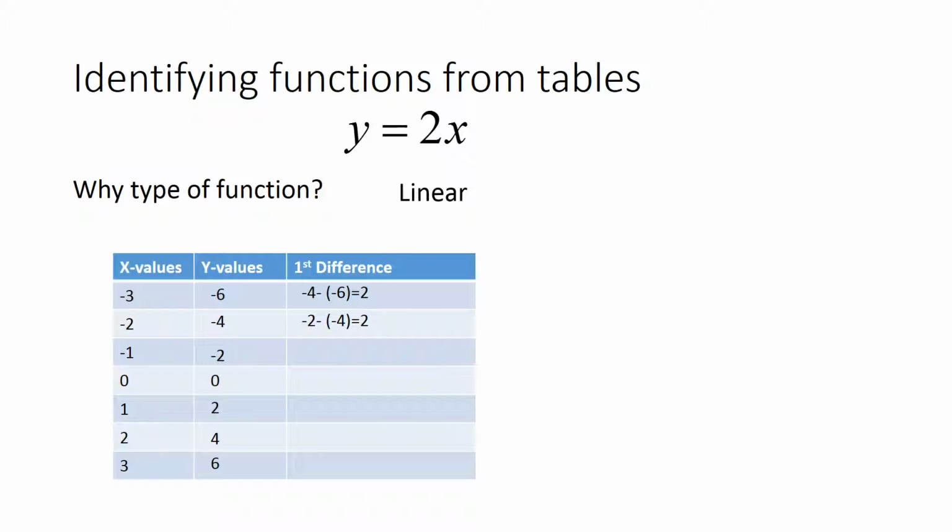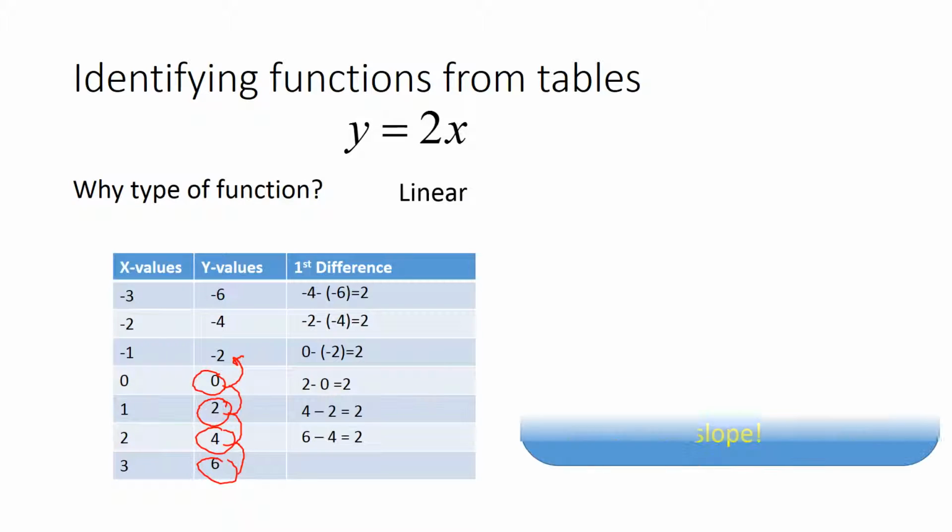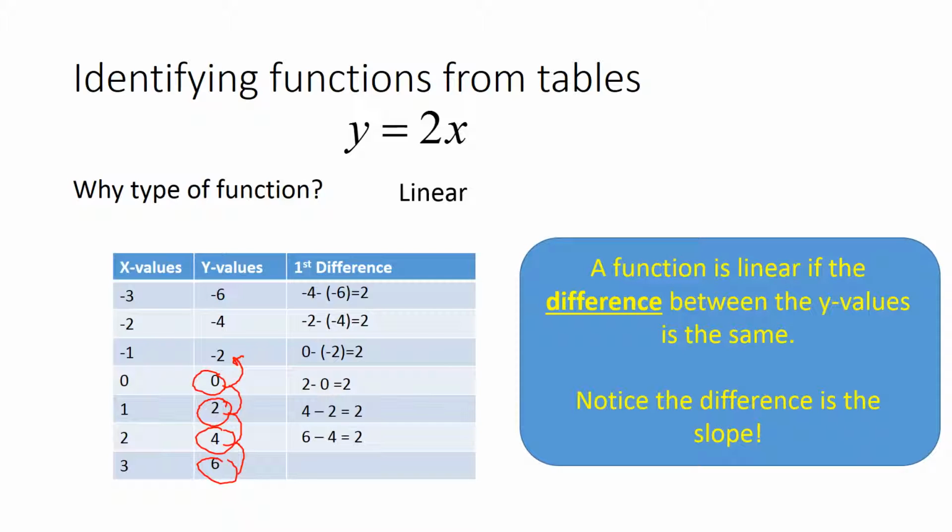Then I do 0 minus negative 2. And then I would do 2 minus 0, 4 minus 2, and 6 minus 4. And notice each time, I took the second number, subtracted the first, in the y values, and notice each time I got the same number.